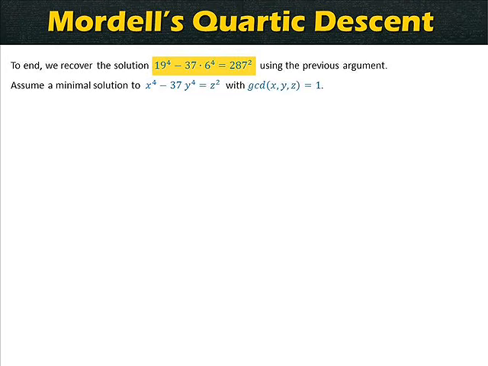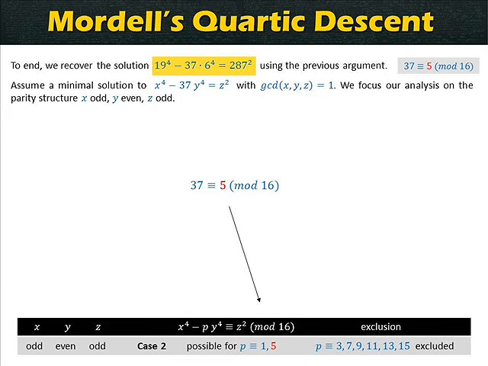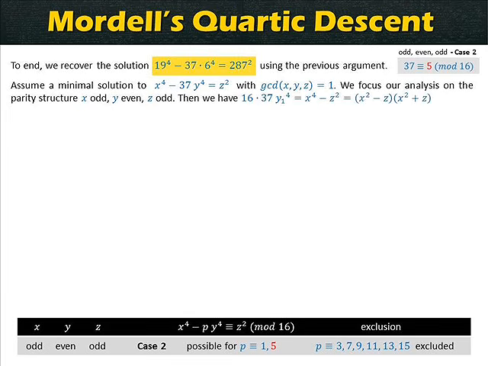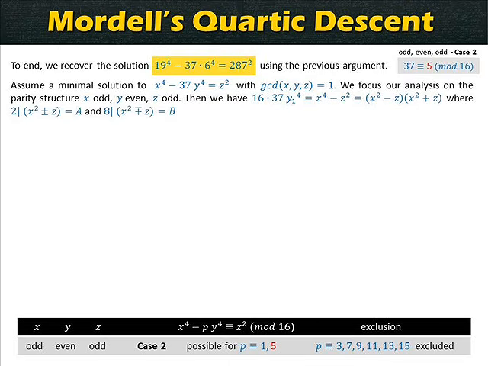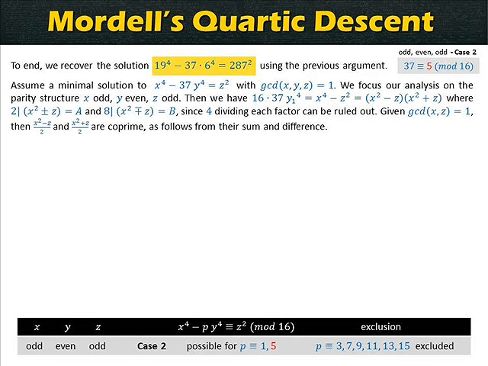Assume a minimal solution with x, y, and z coprime. We focus our analysis on the parity structure x and z odd and y even. Then we factor and have 16 times 37 times y sub 1 raised to the fourth equals x squared minus z times x squared plus z, where 2 and 8 divide the factors, since 4 dividing each factor can be ruled out. Given that x and z are coprime, then the factors divided by 2 are coprime too, as follows from the sum and difference.